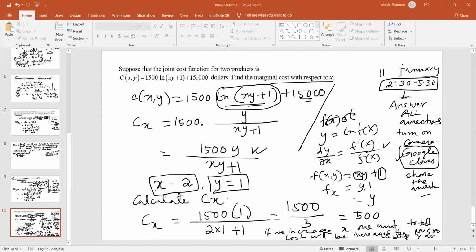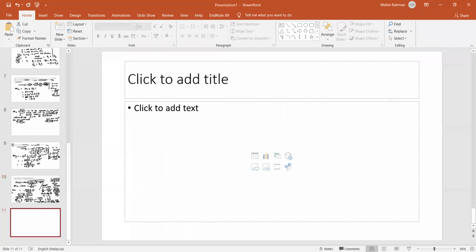Madam, the question says marginal cost, find the marginal cost, but you put Cx. Yes, this is called marginal cost. If you write down MCx, also you can write down. Okay, better I think MC. Sometimes we write down Cx also, that will indicate marginal cost.